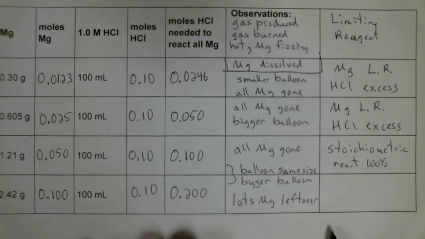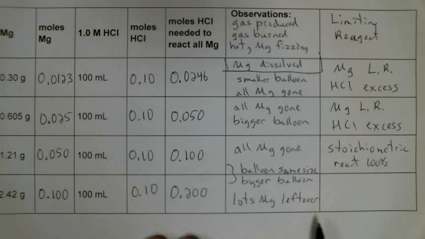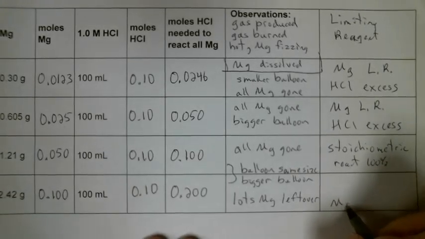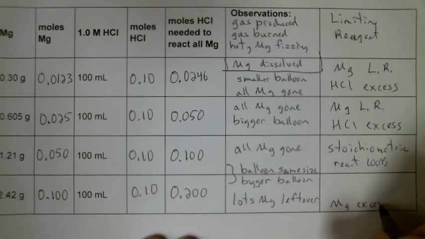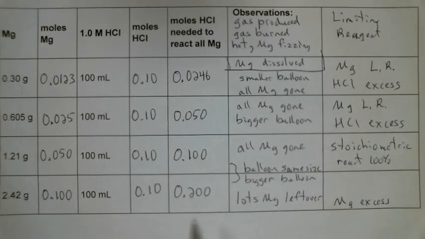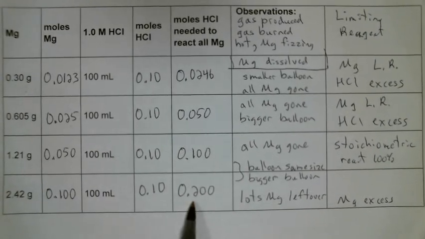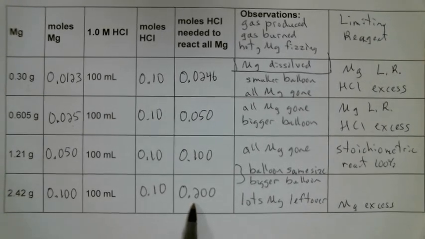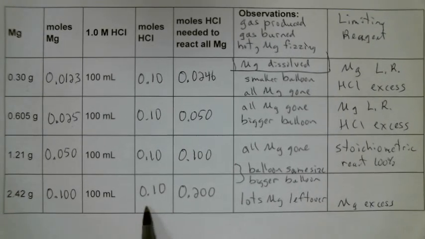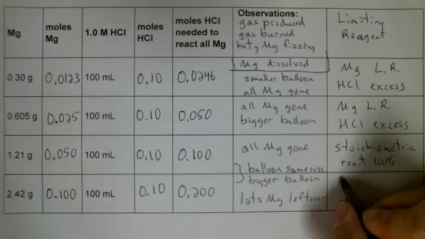Well, we already know from our observations that there's lots of magnesium left over. The magnesium was in excess. Is that actually consistent with the moles? Well, yeah, it is, right? Because we needed 0.2 moles of HCl to react all the magnesium. We only had 0.1. So the HCl is the limiting reagent.